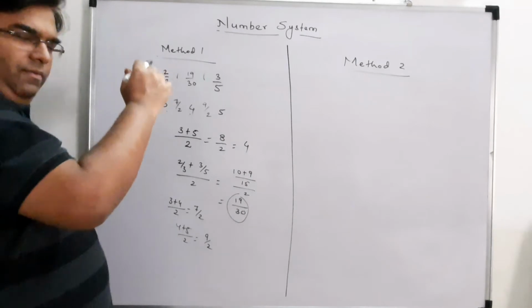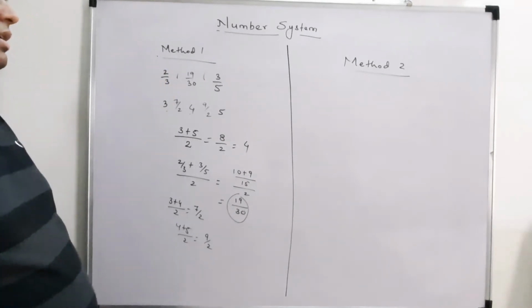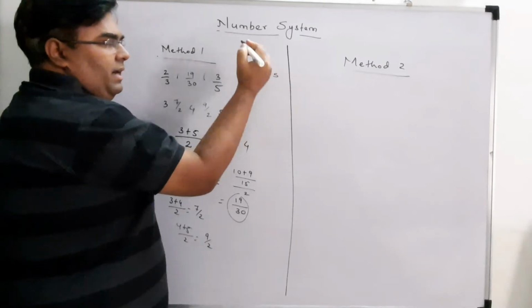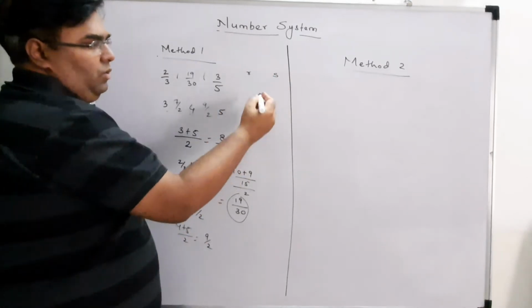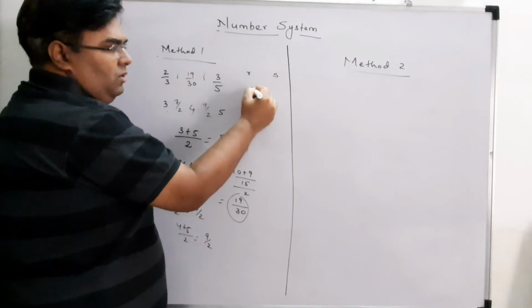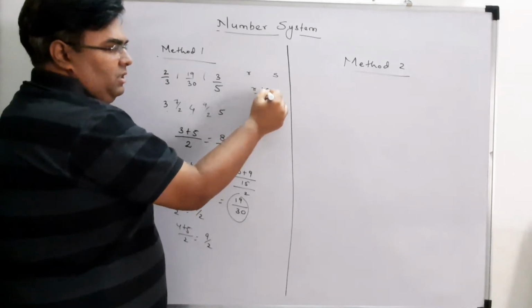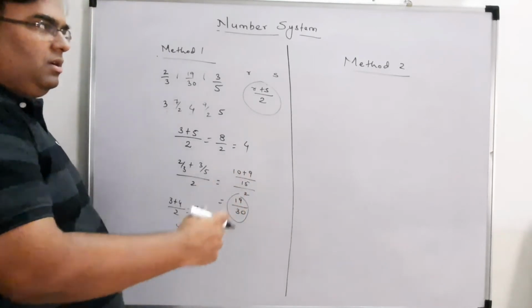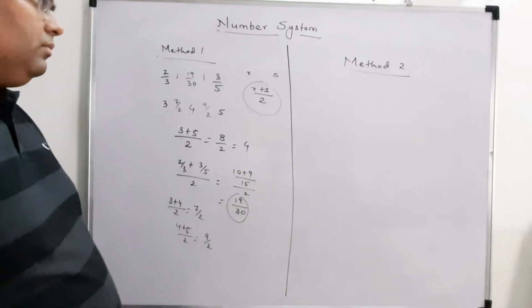So this is my first method. Okay, so what is this method called? Suppose there are two numbers R and S, and you need to find a number in between these two. Just add these two numbers and divide it by 2. Now let us learn about the second method.